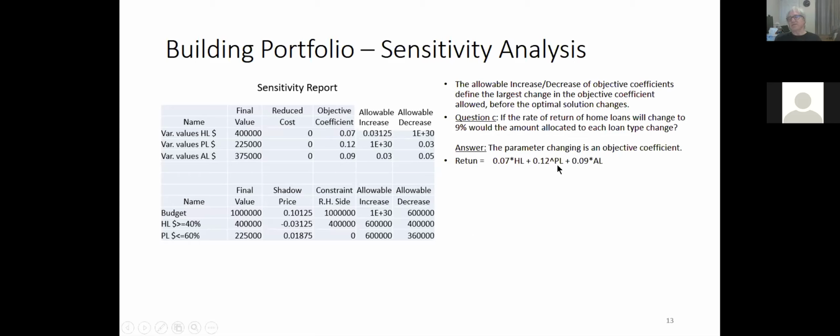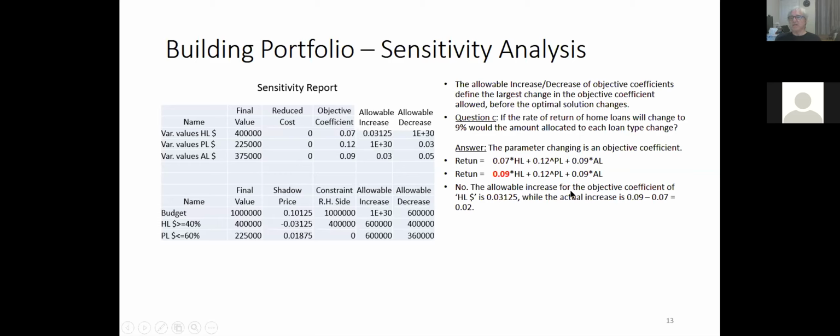This is the return to start with. This is the return after the change. You identify that the change is in an objective coefficient. Now you know that you have to look at the range of optimality. So what's the answer here?